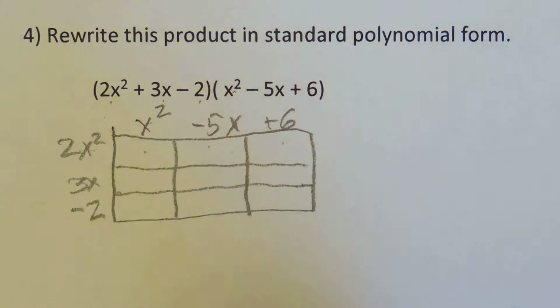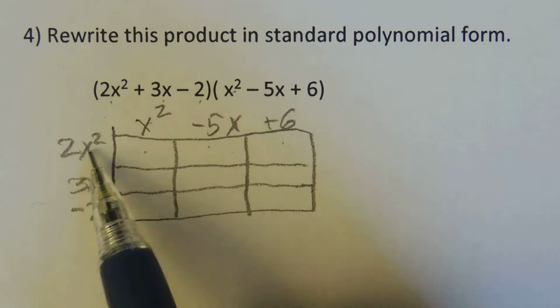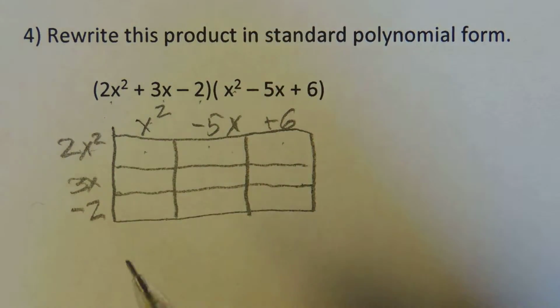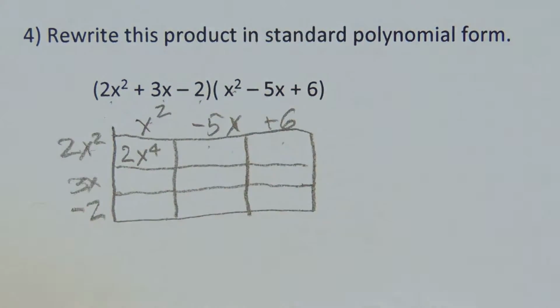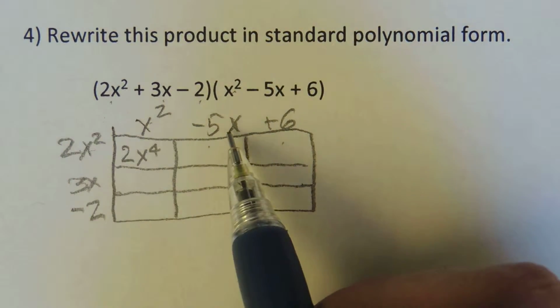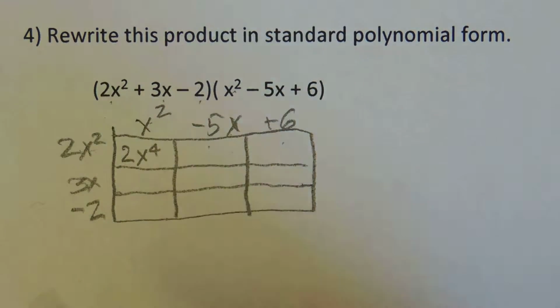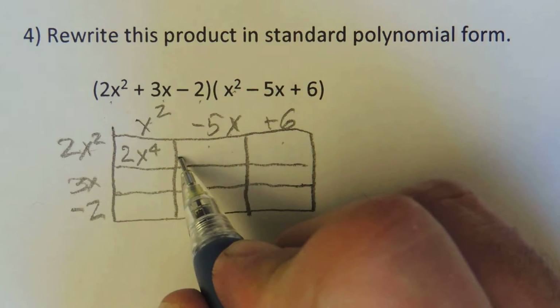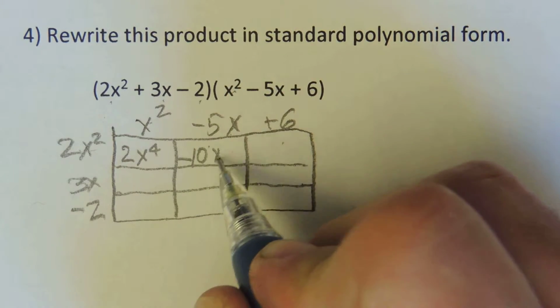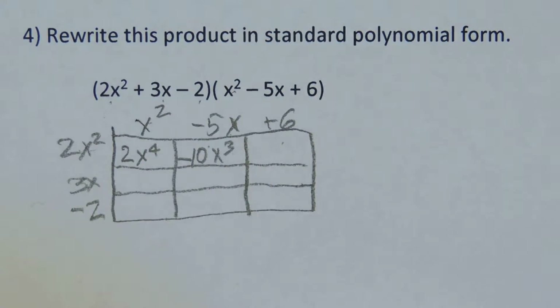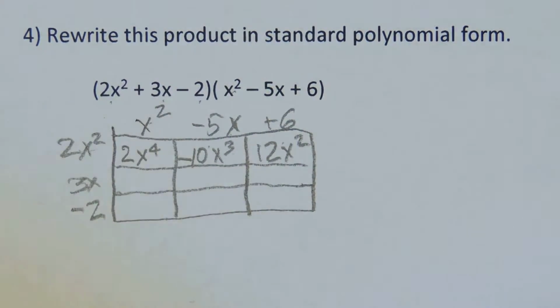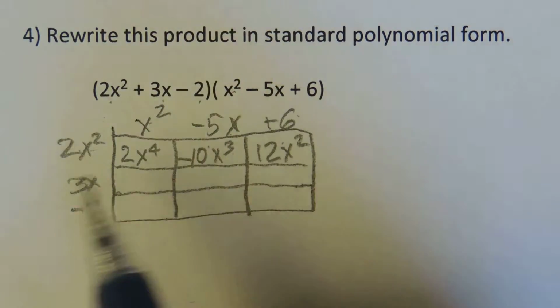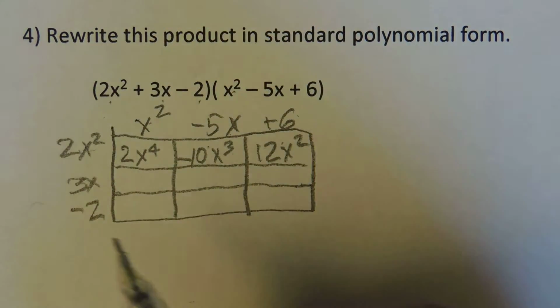So 2x squared times x squared. If I multiply 2 x's and then multiply by 2 more x's, that's a total of 4 x's that I multiply together. That's x to the 4th. 2x squared times negative 5x gives me a negative 10. And now I'm multiplying 3 x's together. 2x squared times 6 is 12x squared. Because I have no x's here, but I do multiply the 6 times the 2.